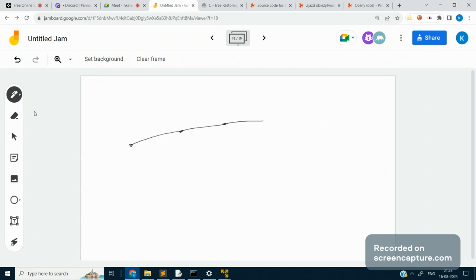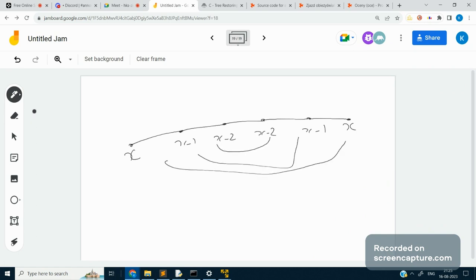So suppose we are given a path. We know the maximum value of the diameter is x. So at the endpoints of the diameter, this is x, this is x minus 1, this is x minus 1. If the diameter length is odd, then we get two nodes here equal, two nodes here equal, two nodes here equal. Now if the length is even, we get x, x minus 1, x minus 1, x minus 2, x minus 2, and x minus 3 here.